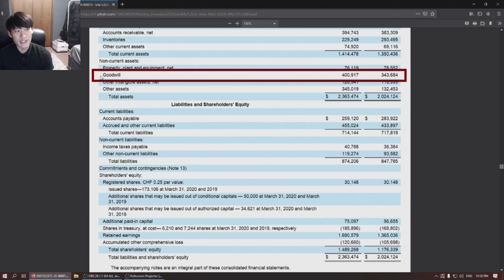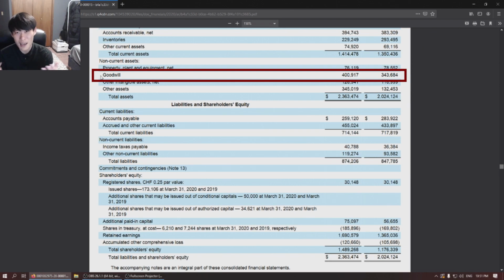The next line here is goodwill. You'll see this on a lot of balance sheets, and this is where a lot of confusion might happen. So, how do I explain goodwill? I'll give you an example. Logitech actually purchased a service company called Streamlabs. Let's say Streamlabs was worth a fair value of about $100 million, but instead Logitech paid $500 million for it.